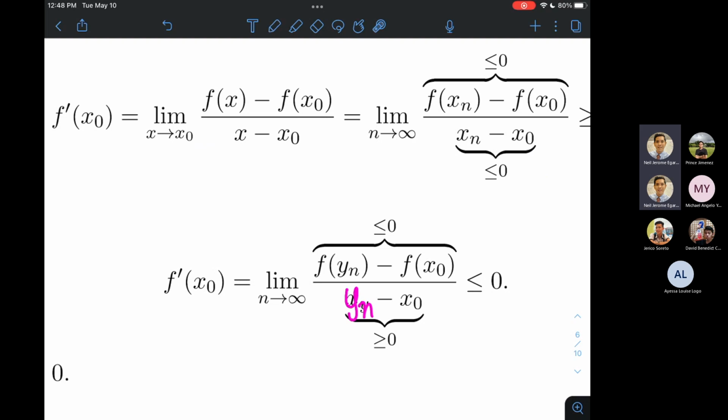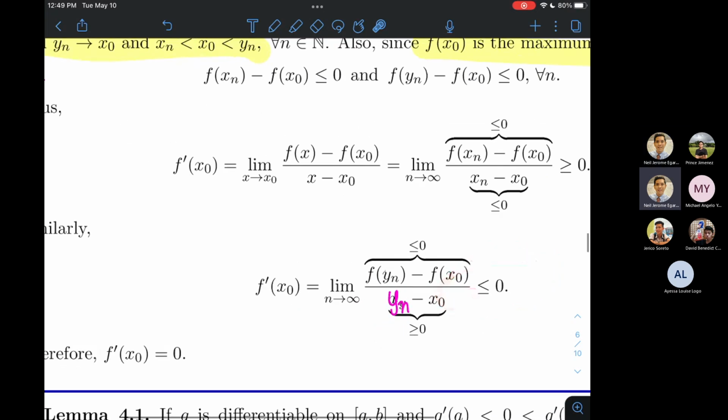And we have noted that the numerator will always be less than or equal to 0 because f of x sub 0 is not less than f of yn. So kaya ito alam ko ay less than or equal to 0. Tapos yung mga yn nanggagaling siya sa kanan ni x sub 0. So ibig sabihin ito ay non-negative. Right? So we have a non-positive numerator and a non-negative denominator. So the fraction will be non-positive.